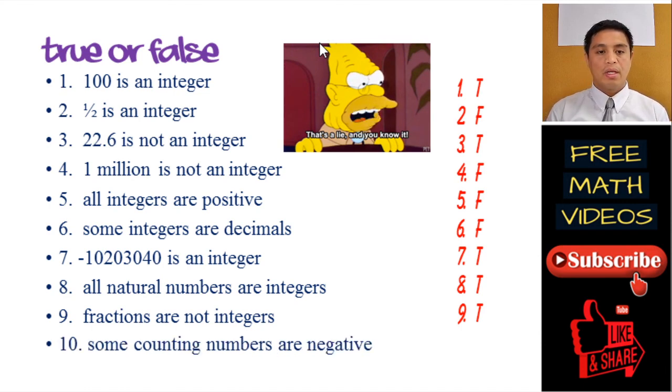Number 10, some counting numbers are negative. Of course, it is false because you don't count with negative numbers. You don't count your friends as negative 1, negative 2, negative 3. You don't count with negative numbers. So all counting numbers are positive only, positive whole numbers.